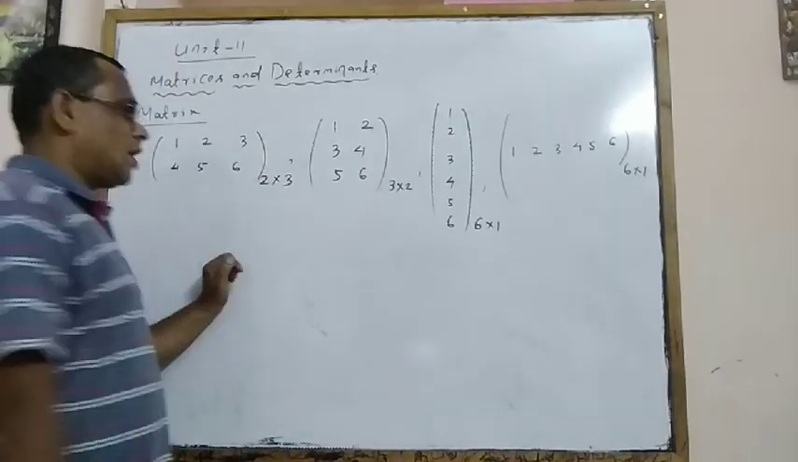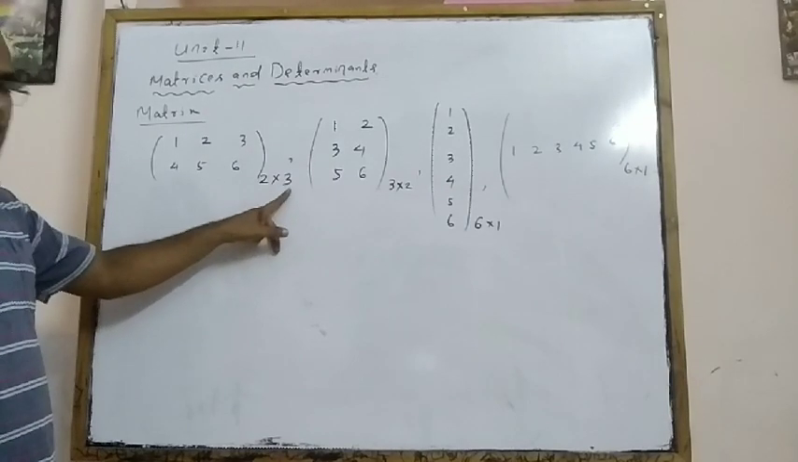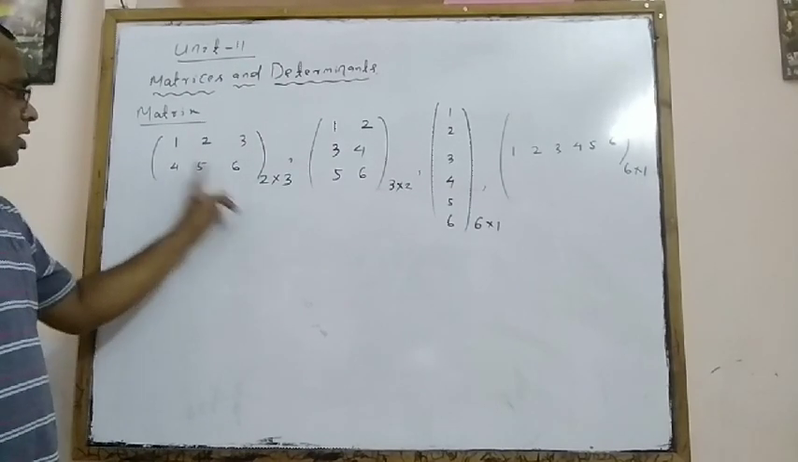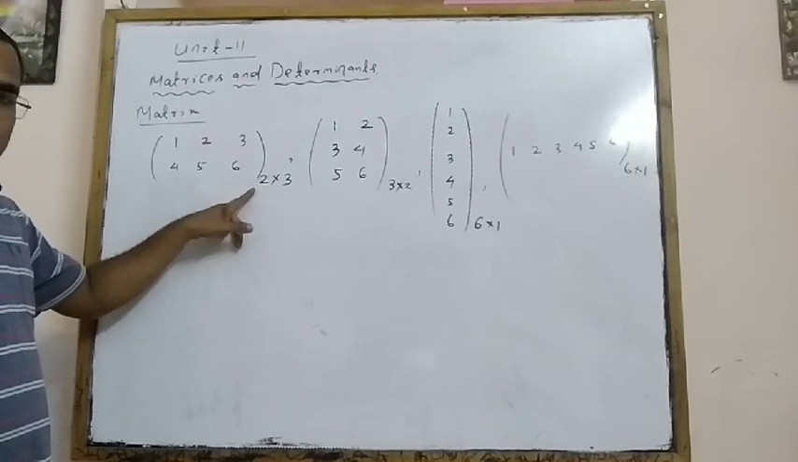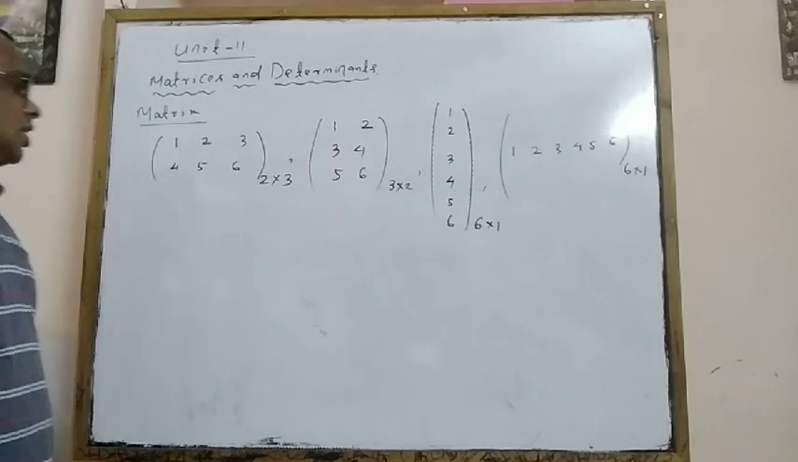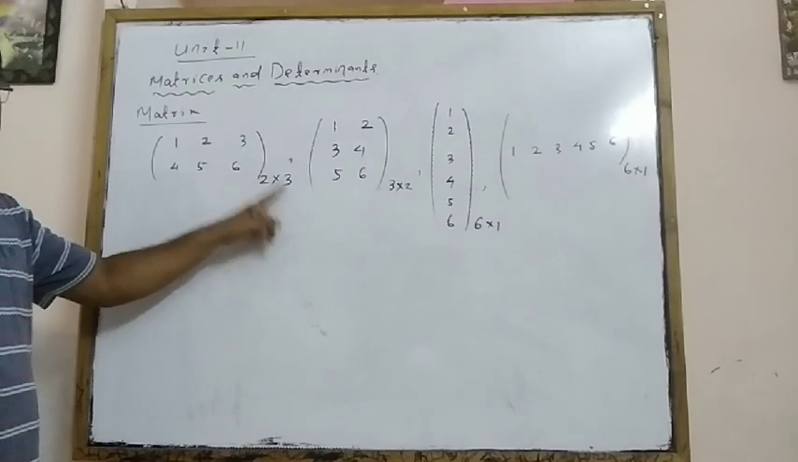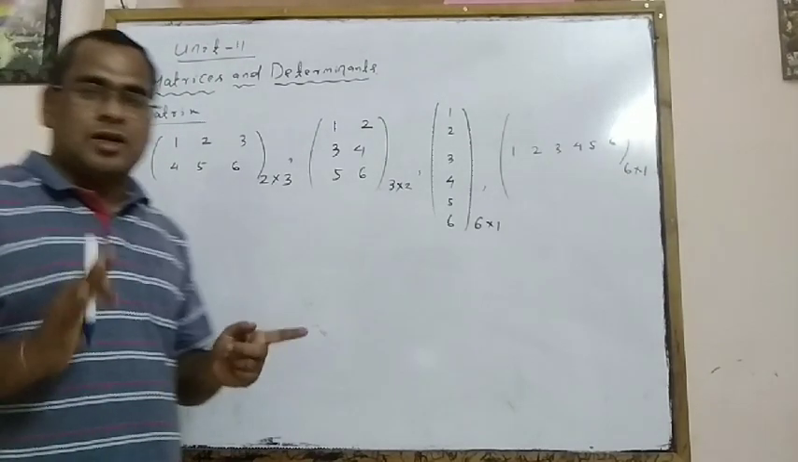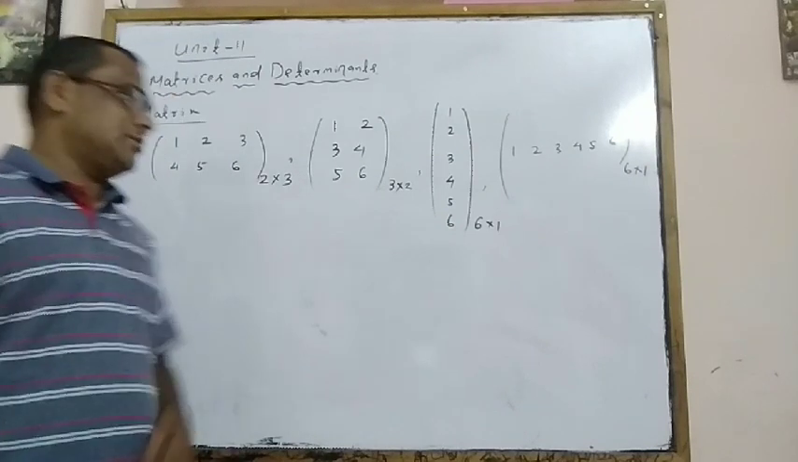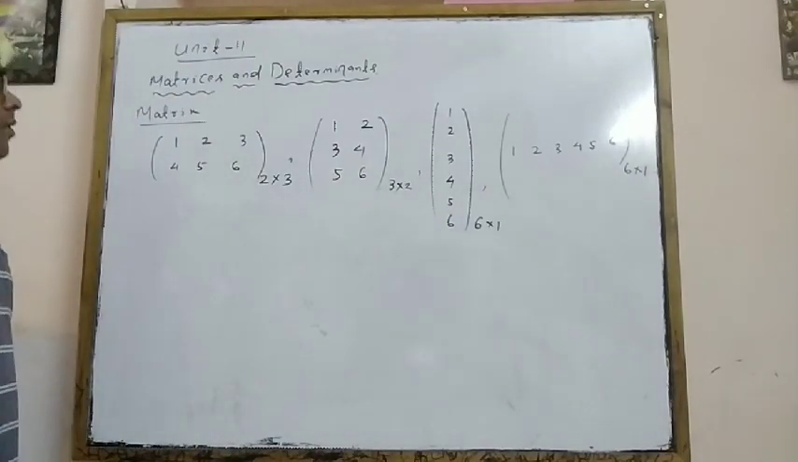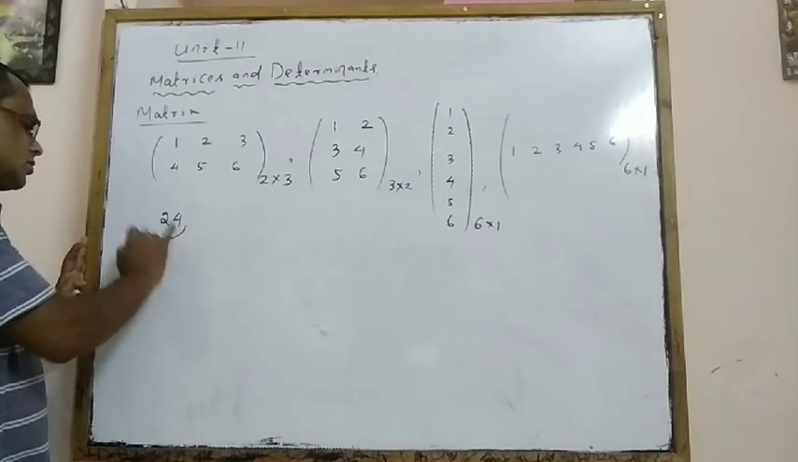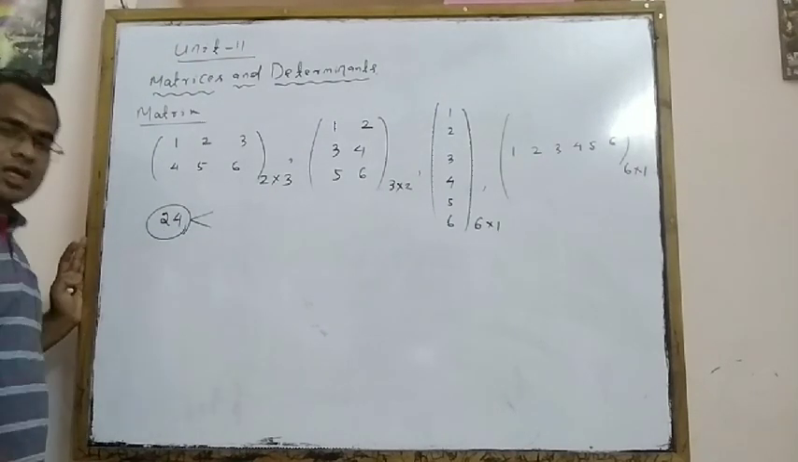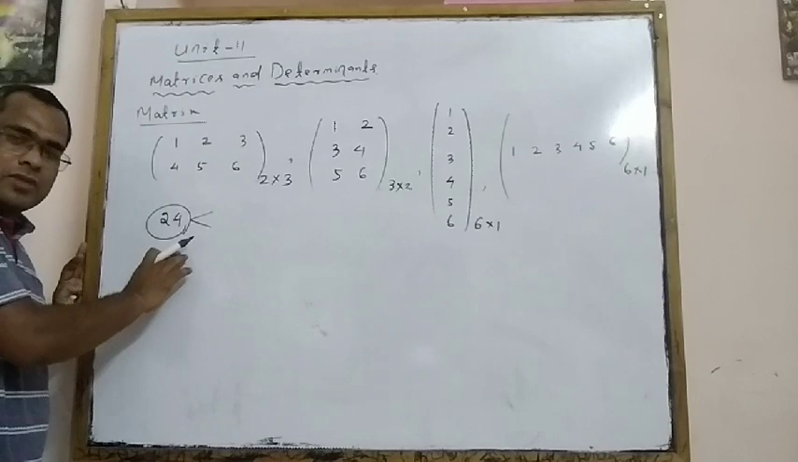For order, first we write the row, then we write the column, and the number of elements present in that matrix is equal to rows multiplied by columns. That is, the number of rows into the number of columns is equal to the total number of elements present in that matrix. So suppose you have 24 elements. How many different order matrices are possible by taking 24 elements?